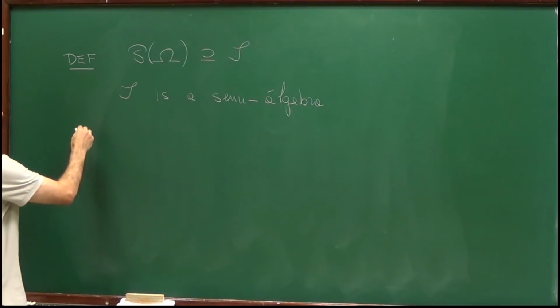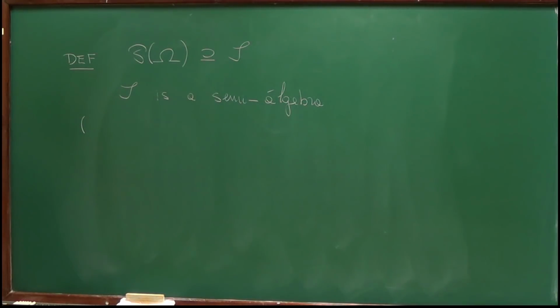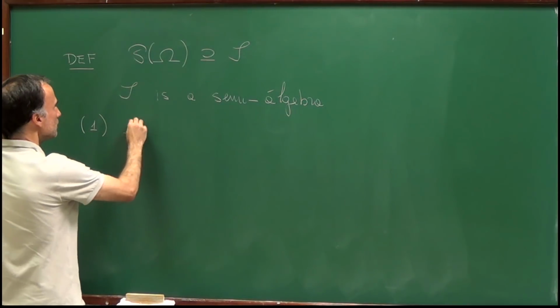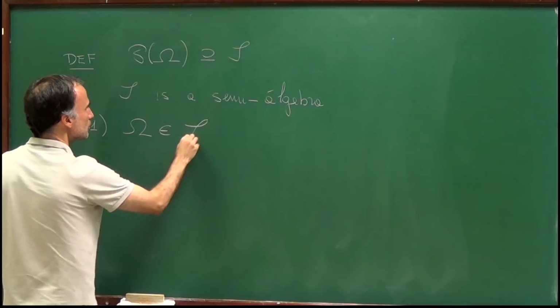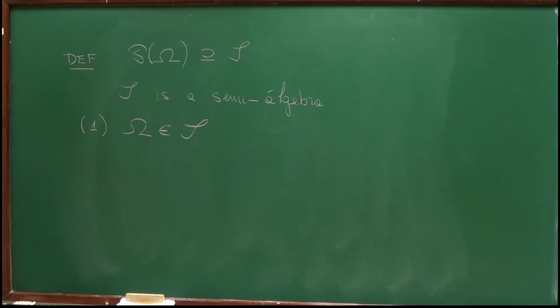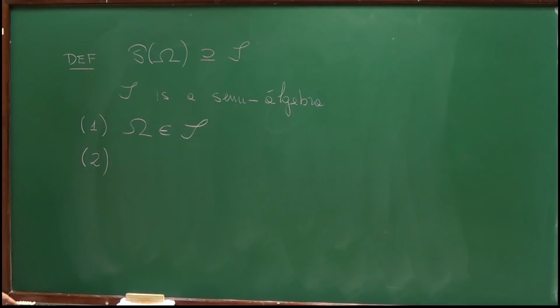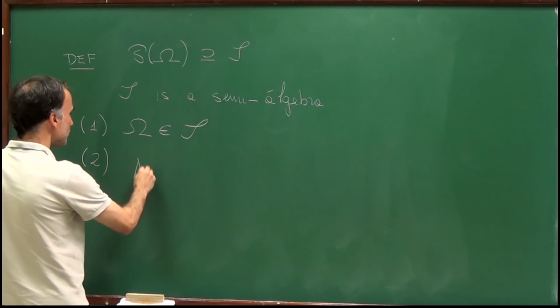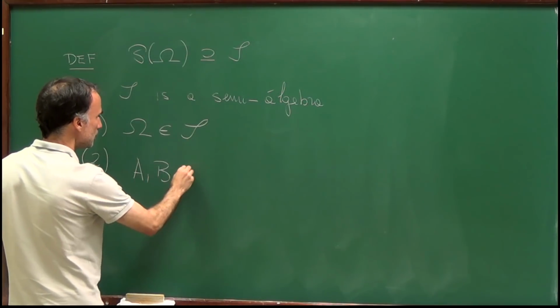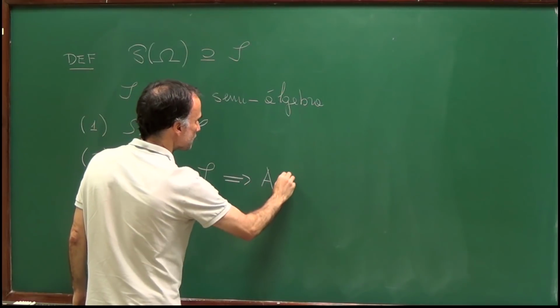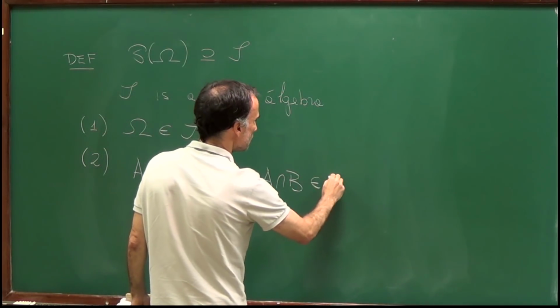if it has three properties. So the first one is that we will require the set omega to belong to S. Then the second property will be that the class S is closed under finite intersections. So we will require that if a set A and a set B belong to S, then A intersection B also belongs to S.